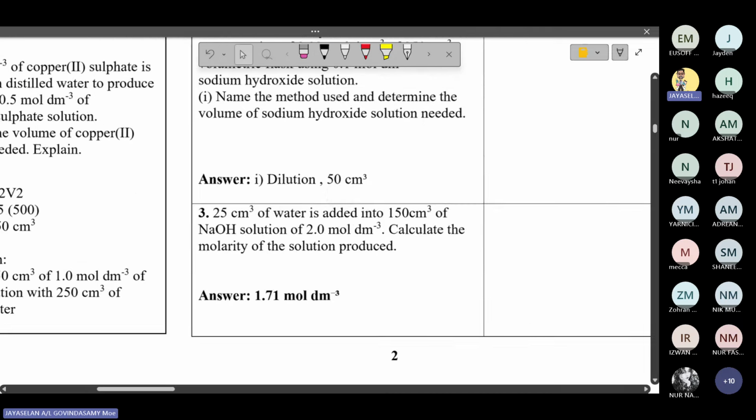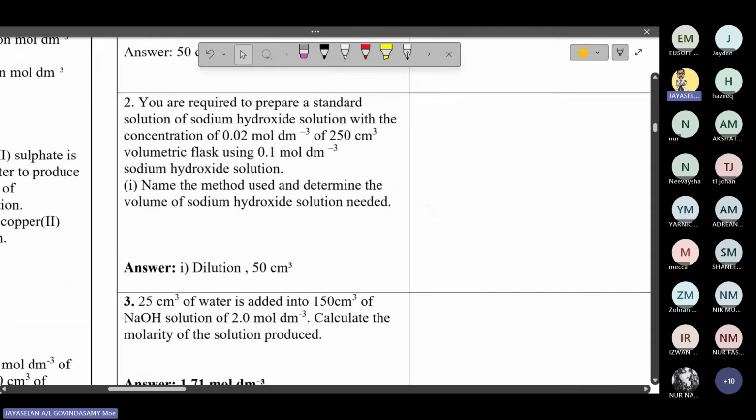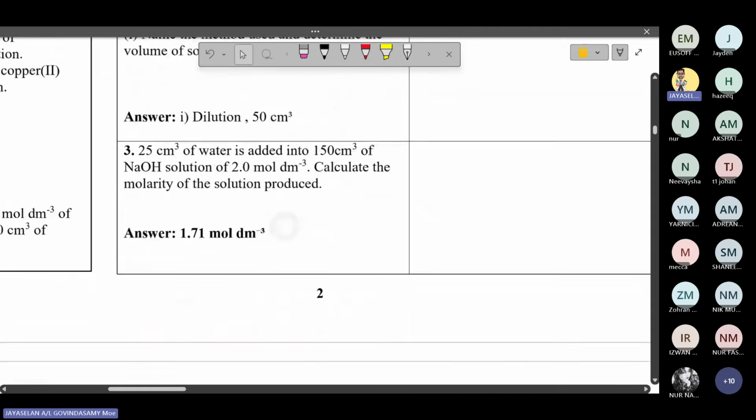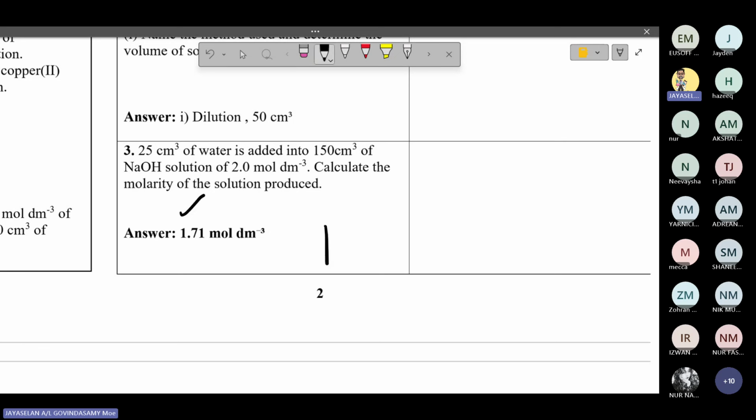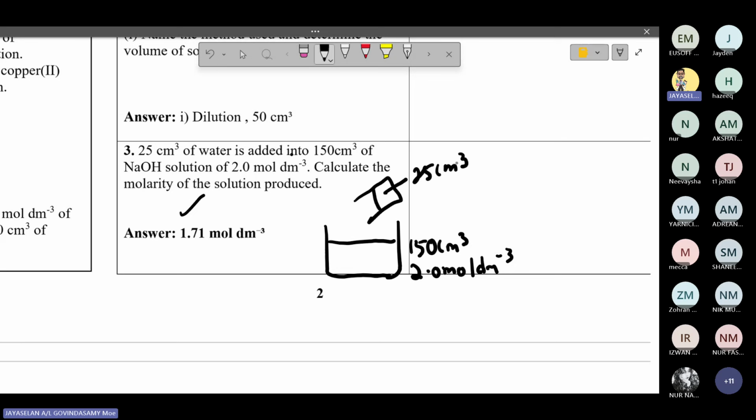Any question? So saya buat soalan, satu soalan yang lain kamu buat. Saya buat soalan ini lah. Okay, 25 cm³ of water is added into, so that means you ambil satu beaker, okay, into the initial volume, 150 cm³, of 2.0 mole dm⁻³ of sodium hydroxide. Dia tambah berapa water? Dia tambah 25 cm³.